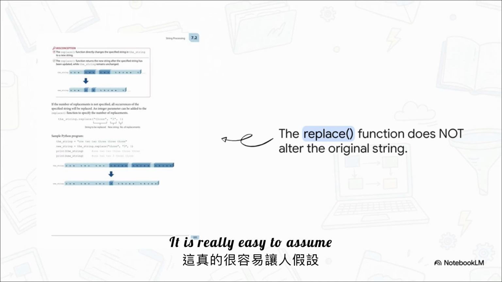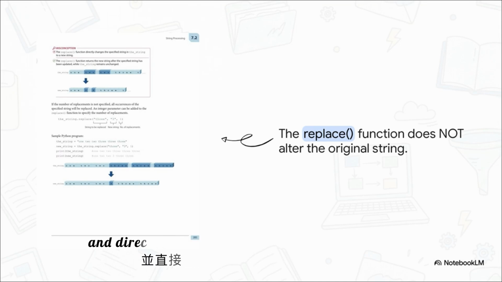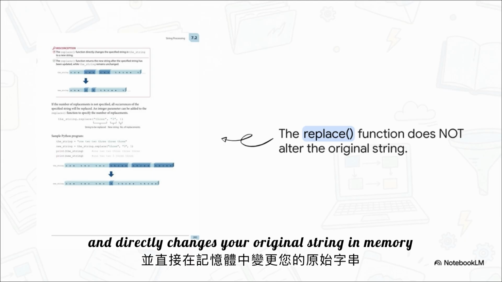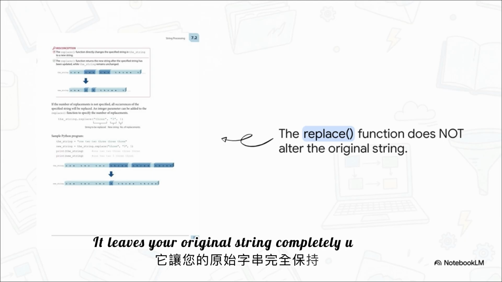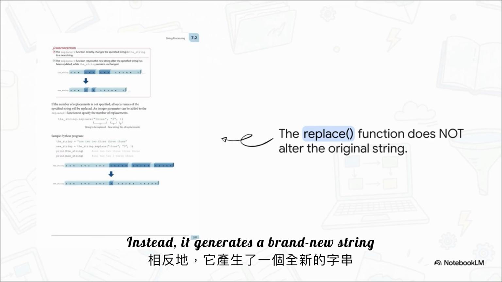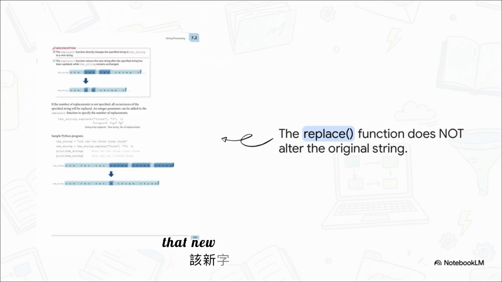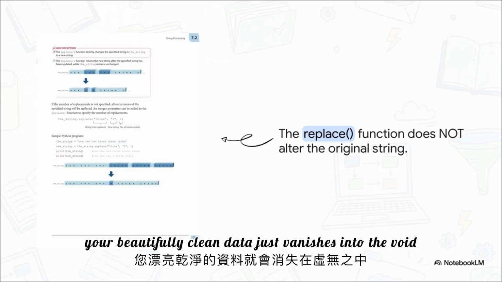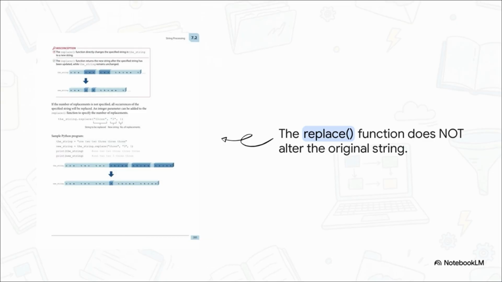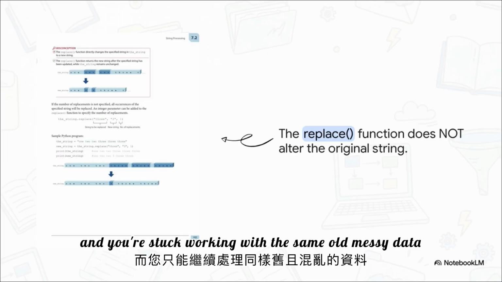It is really easy to assume that replace goes in and directly changes your original string in memory. But actually it doesn't. It leaves your original string completely untouched. Instead, it generates a brand new string for you with all those replacements perfectly made. If you forget to assign that new string to a variable, your beautifully clean data just vanishes into the void, and you're stuck working with the same old messy data.